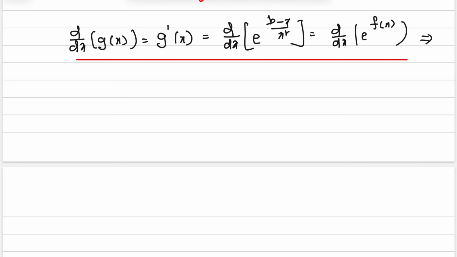Try to understand. If you have any problems in understanding, please put a request in the comment column. I will explain you further. This is chain rule.